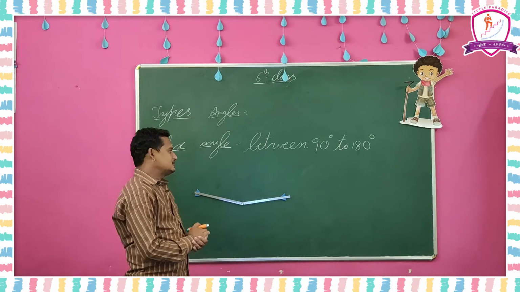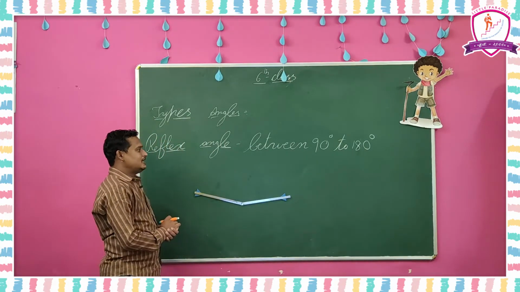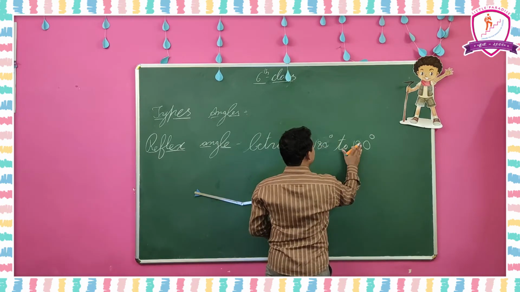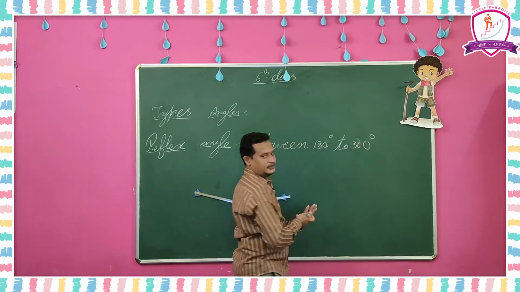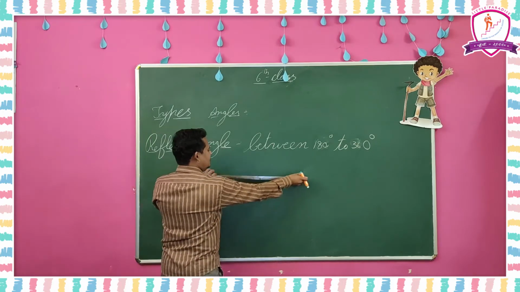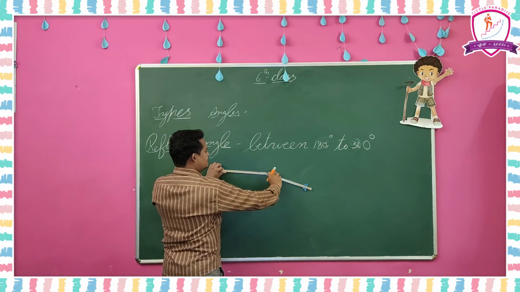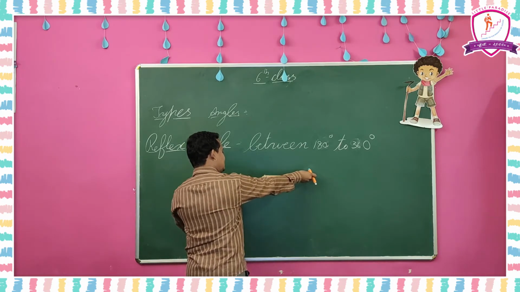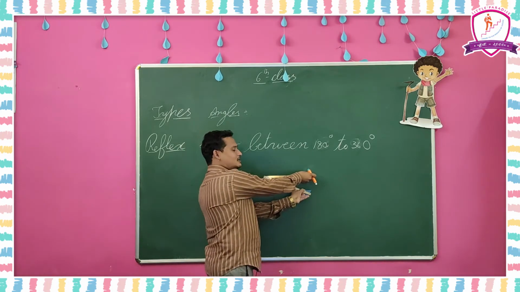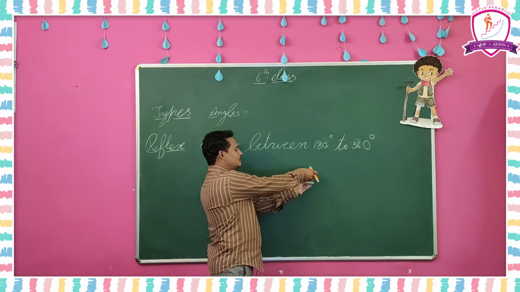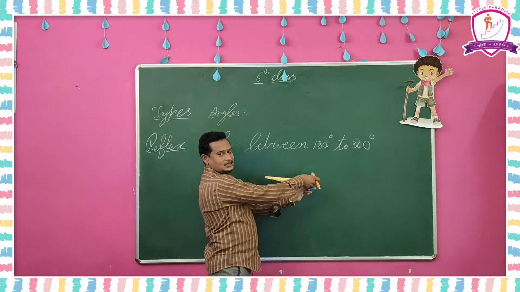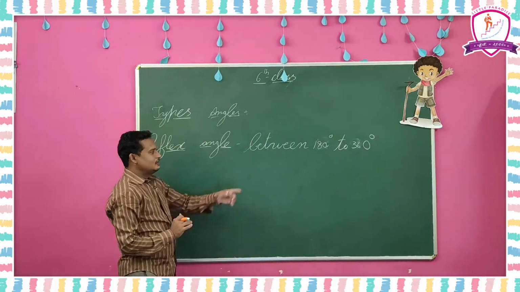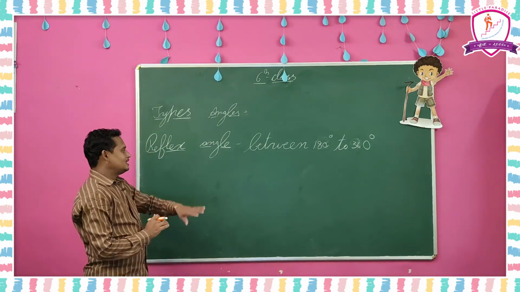So here, about the reflex angle: it is the angle measured in between 180 and 360. At 180 it becomes a straight angle. From here, the rest of the complete rotation, the downside of that complete rotation, becomes the reflex angle. So a reflex angle is measured in between 180 and 360.